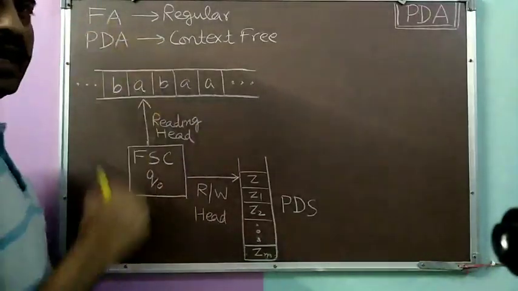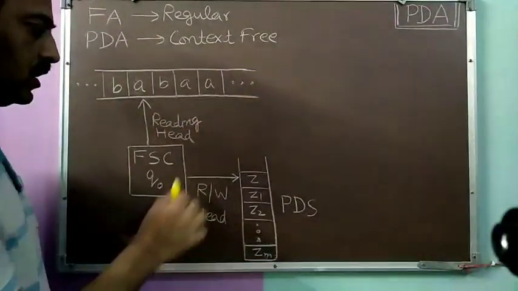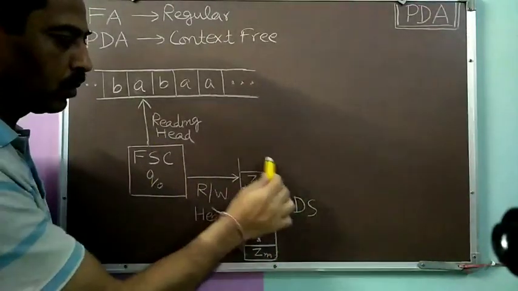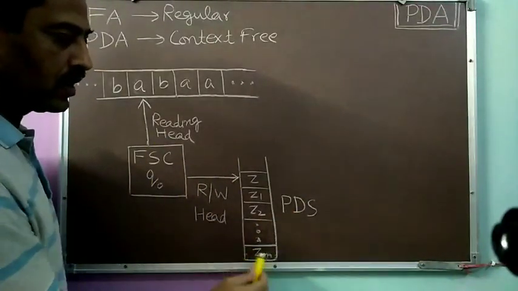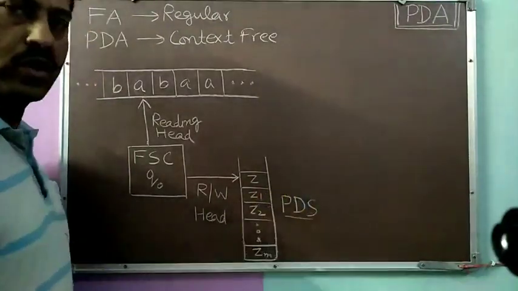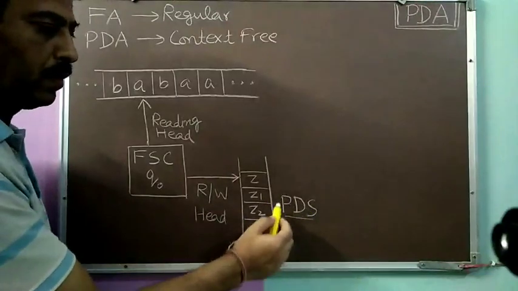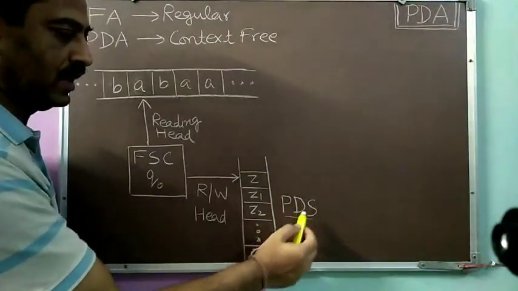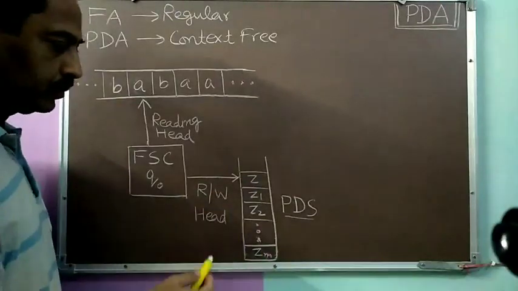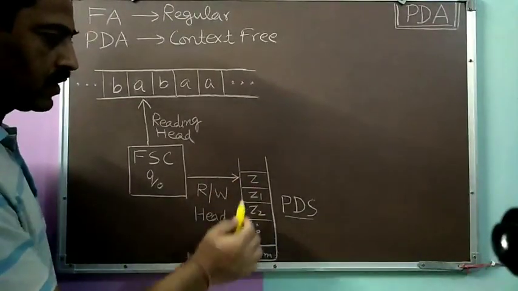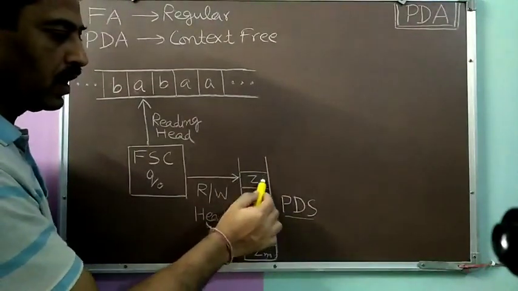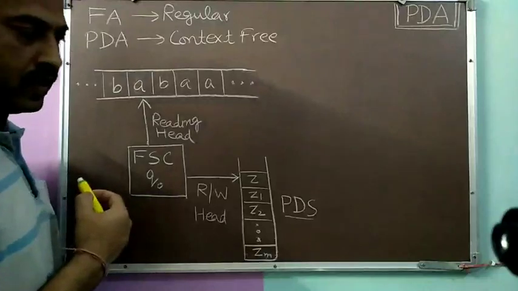In the model of PDA, we will have all these things in the same manner. Additionally, we will have one more memory in the form of a stack, which we will call the push down store, PDS in short. It is in the form of a stack. So when we read from this memory, we will always read from the top of the stack.